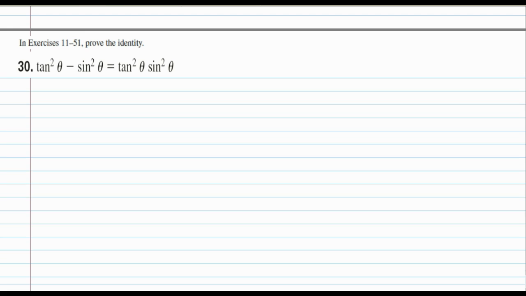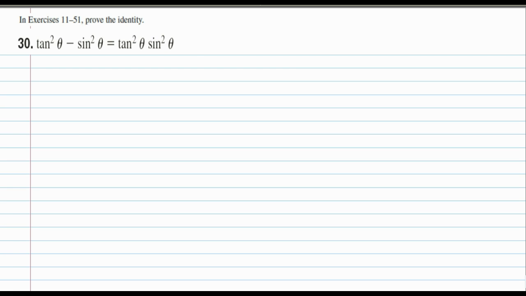Now I've chosen to show you another problem for this example, number 30. Very similar situation. The left side, though, isn't a quantity squared, it is tangent squared minus sine squared. The right side is tangent squared theta times sine squared theta. I'm going to work with the side that doesn't have the subtraction sign this time, just to change it up a little bit. So on the right hand side here, I have tangent squared of theta times sine squared of theta with no subtraction, and I'm trying to get the subtraction version of those same two trig pieces.